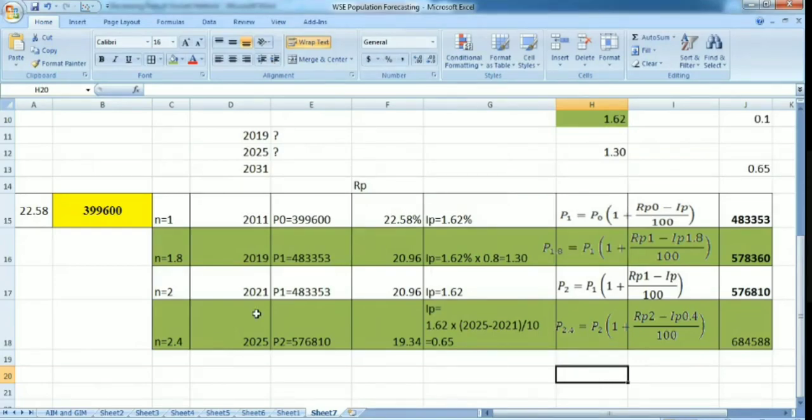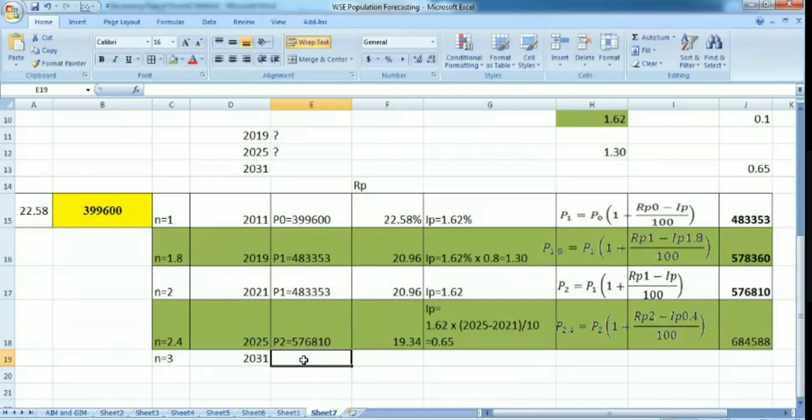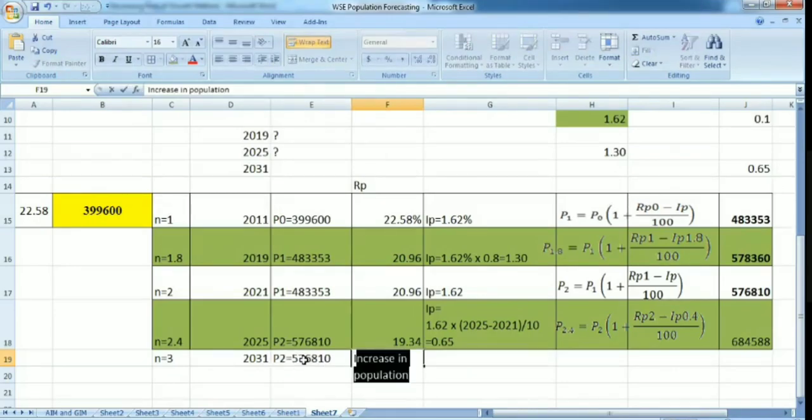So can you calculate it for 2031? That n value will be equal to 3. Now which value should I consider for calculating the 2031 population? I need to consider the forecasted population of P2. It is 5,76,810. What will happen to the value of RP? It will be 20.96. 20.96 minus 1.62, that is 19.34.